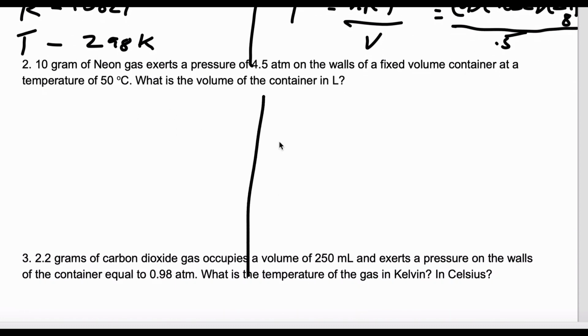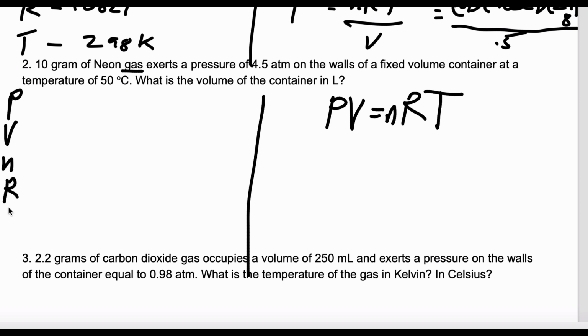All right, these are all gas problems. Anytime you see gas, the equation we're going to be dealing with is PV equals nRT. So P, V, n, R, T. I don't even read the problem, I just go through and grab the variables. So 10 grams of neon gas. Grams, grams, grams. I don't see grams anywhere here. Well, that relates to moles, though, so I'm going to need to do a conversion there. Pressure, 4.5 atmospheres. Okay, that's in the correct unit. So 4.5 atmospheres. That's good there.